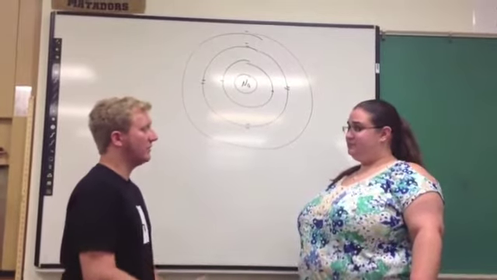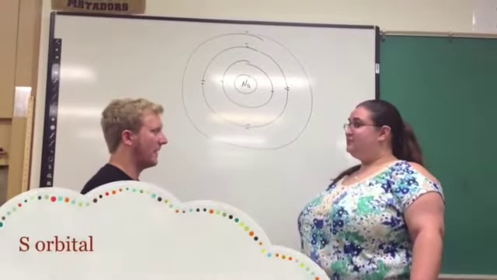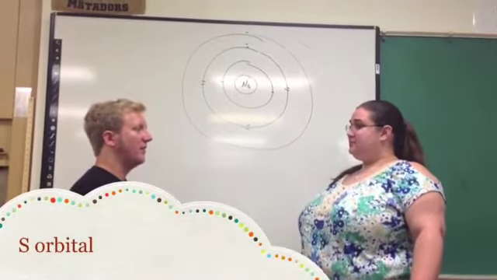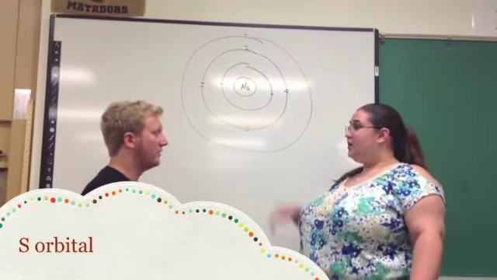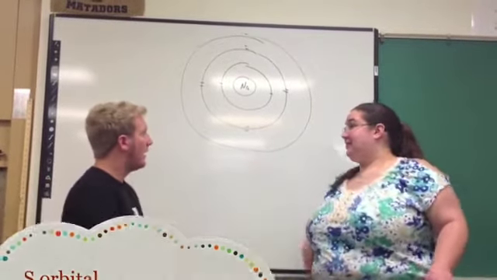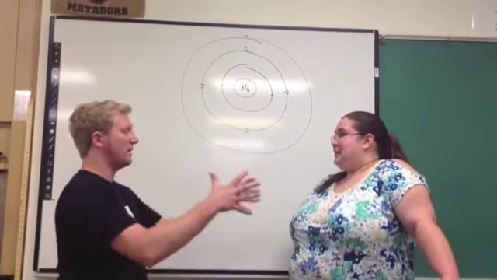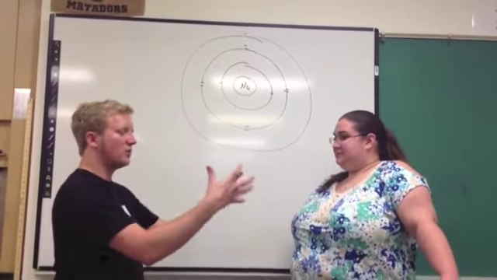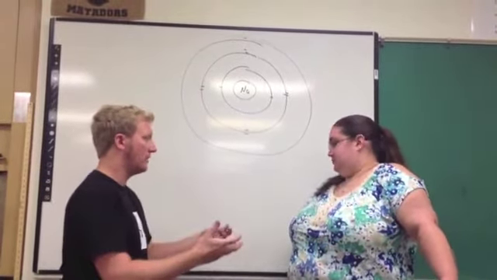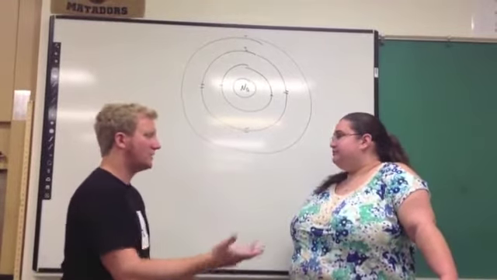The first one is the s orbital. And it looks kind of like a sphere, like a ball. S, sphere. Get it? And there's only, what we say orientation, one way to hold it. A ball is a ball is a ball. And it kind of looks like this.